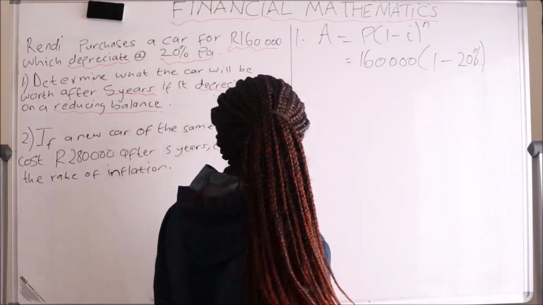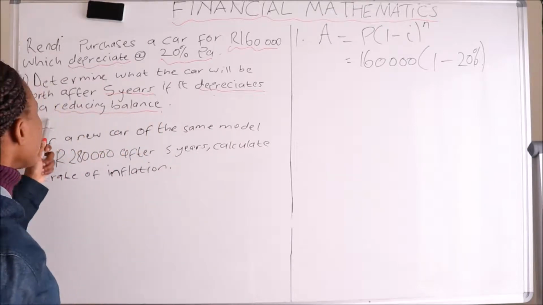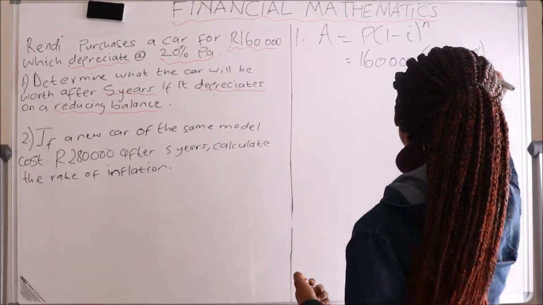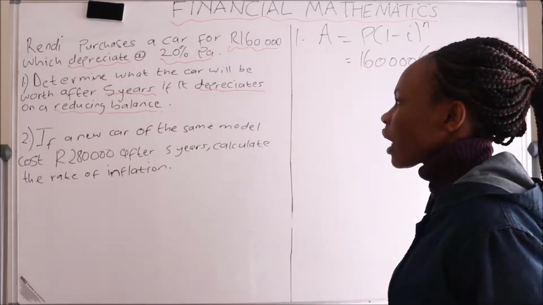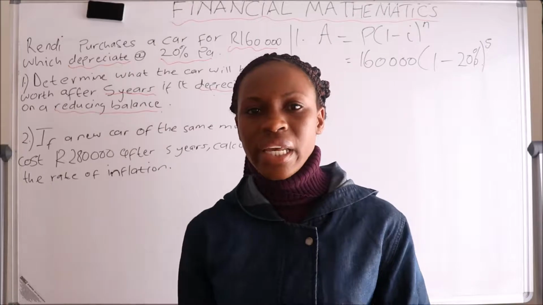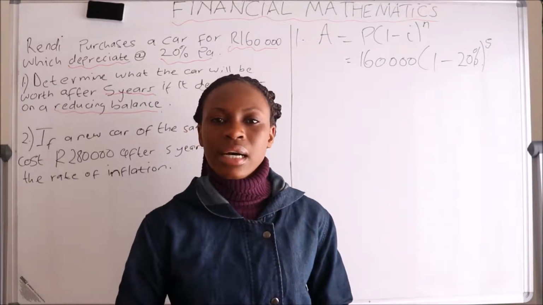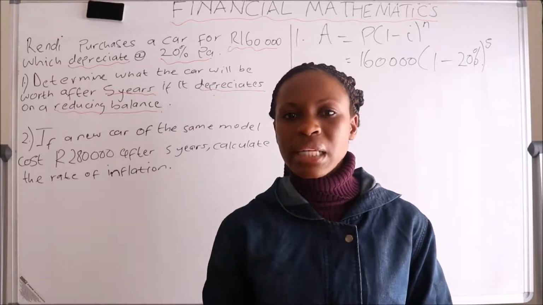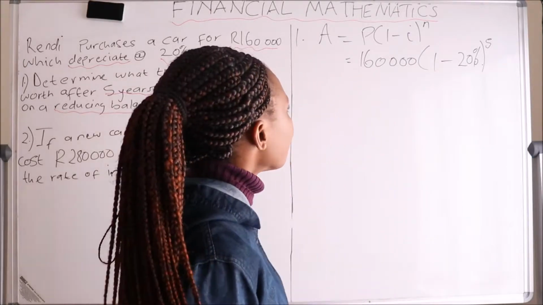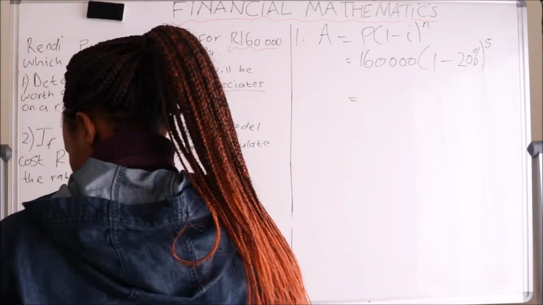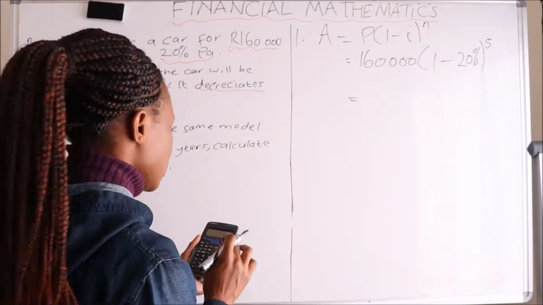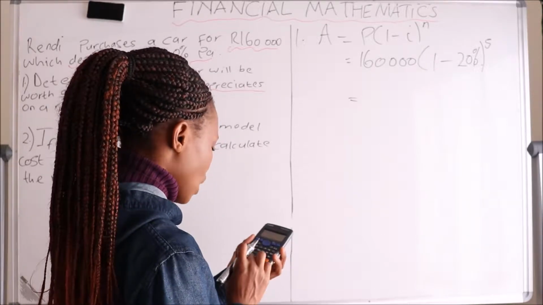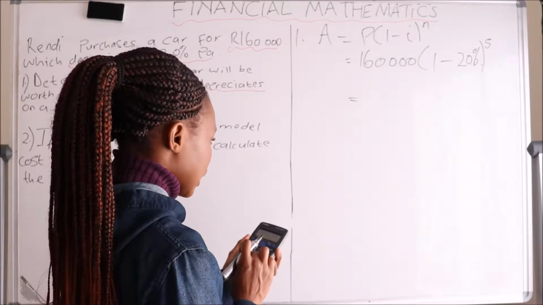Then the exponent: they are asking us to calculate after a period of 5 years, so we'll have an exponent of 5. We don't have to multiply by 12 or by 4 or any other number, because the interest rate is calculated annually, not monthly or weekly or daily. From here we'll just use a calculator: 160,000 times 1 minus 20% to the exponent of 5.